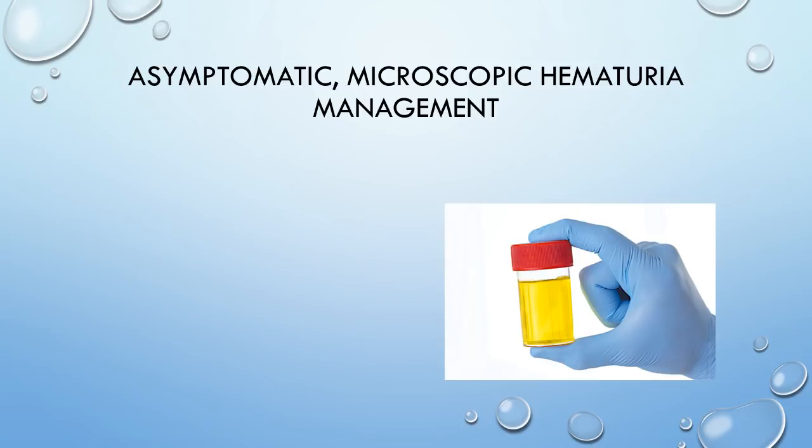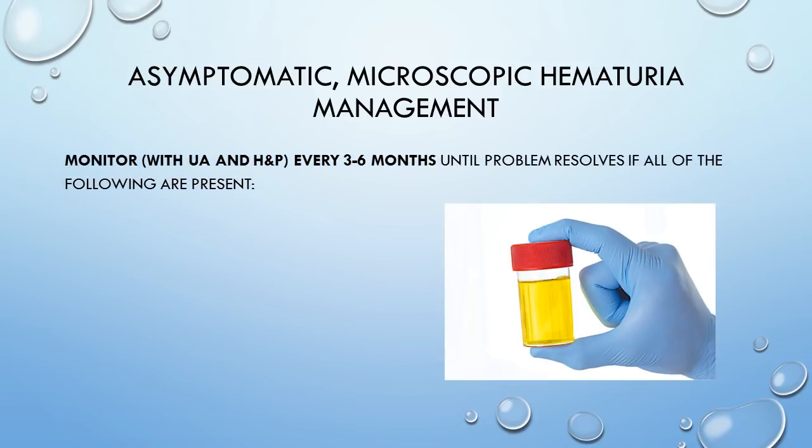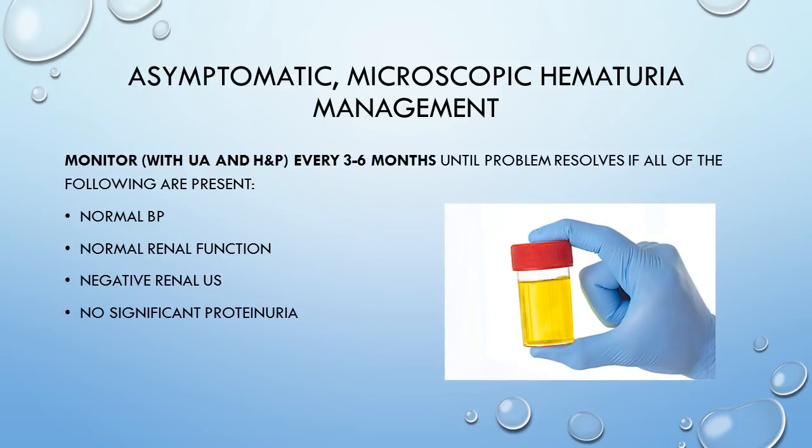So if a patient just has asymptomatic microscopic hematuria, so they didn't even know that they had hematuria, we just picked it up on a urine analysis, then we monitor. So we have them come back every 3 to 6 months. We check a urine analysis, we do an H&P, and we just keep doing that until the problem resolves, as long as they have normal blood pressure, normal renal functioning, a negative renal ultrasound, no significant proteinuria, and no other signs suggestive of disease. So we may just monitor these kids for even as long as a year or 2.